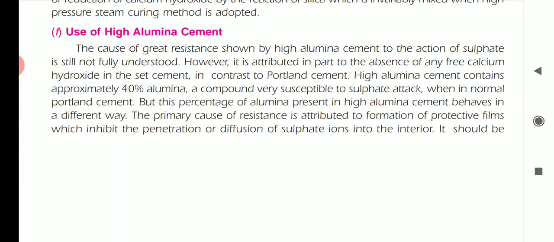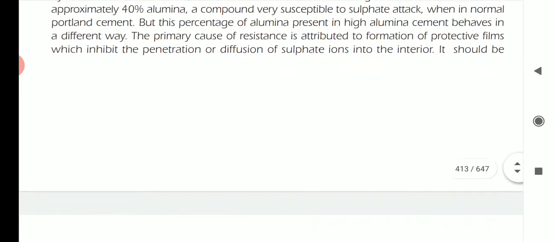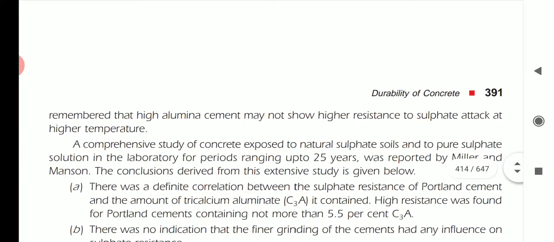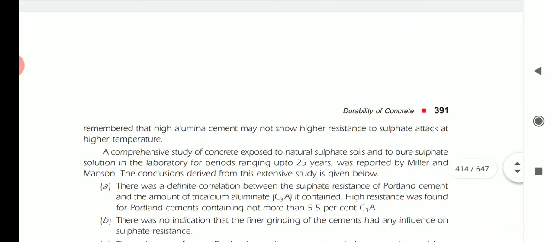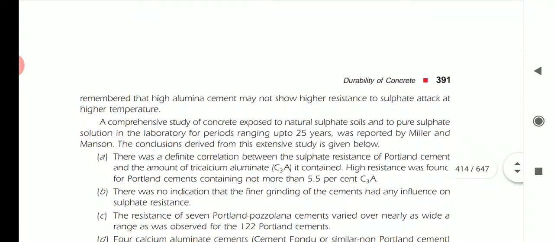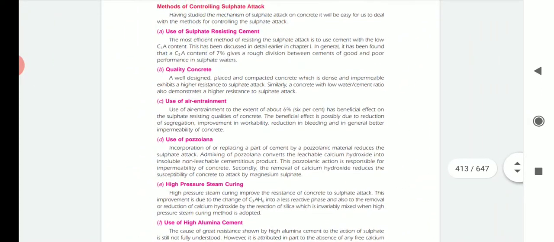The primary cause of resistance is attributed to the formation of protective films, which inhibit the penetration of sulfate ions into the interior. It should be remembered that high alumina cement may not show higher resistance to sulfate attack at higher temperature. It works only at a lower temperature. When the temperature is higher, the resistance to sulfate attack will not occur. Hence, using high alumina cement at a lower temperature can prevent sulfate attack. So these are some of the methods which can prevent sulfate attack on cement.